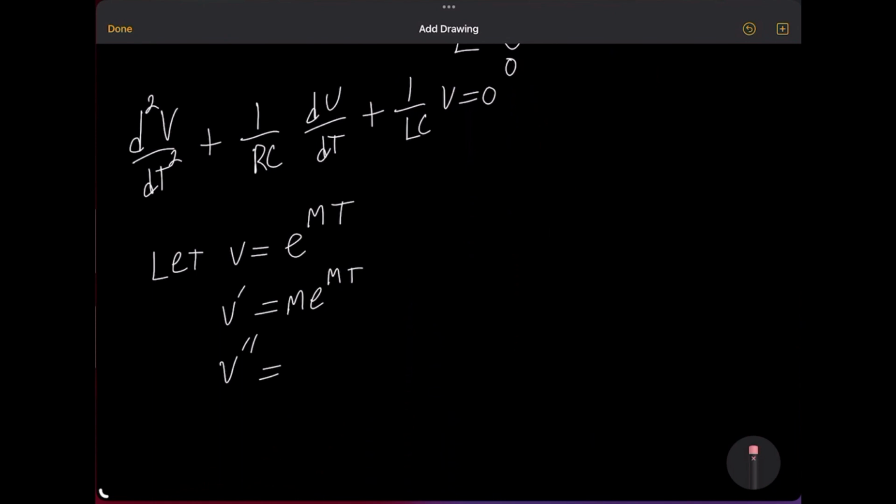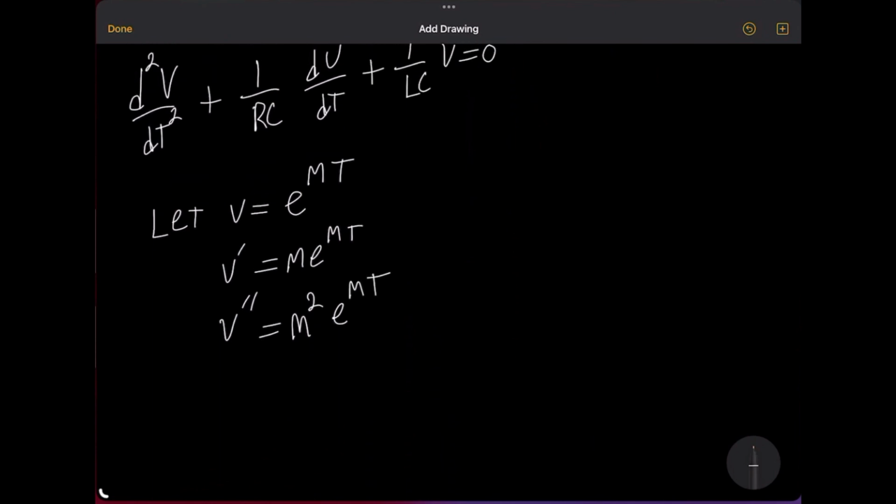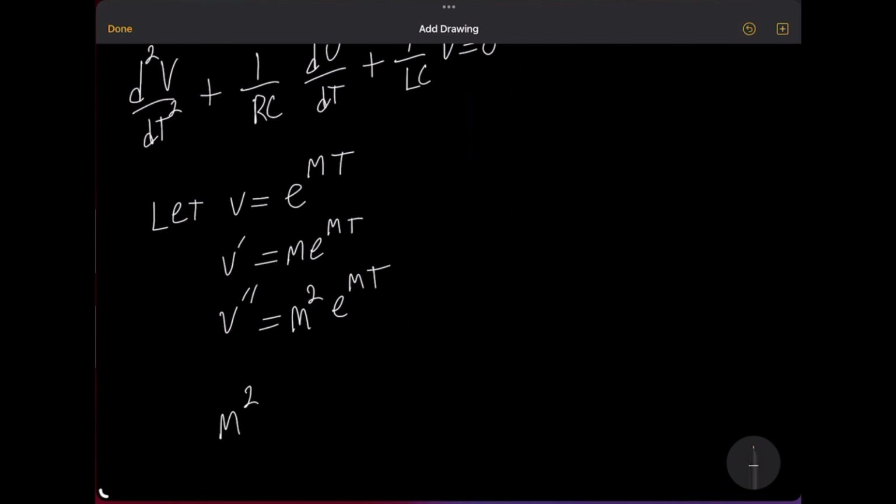No, you don't do minus 1. No, my bad. You grab the derivative again, you get m squared e to the mt, right? So what do we see? Well, what we see is that the second derivative is going to be m squared. We're going to factor that e to the mt because they're all going to have that.